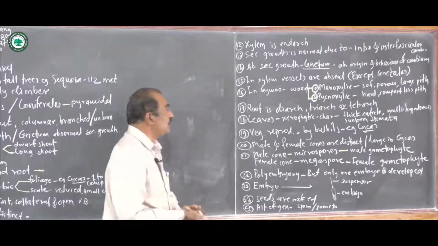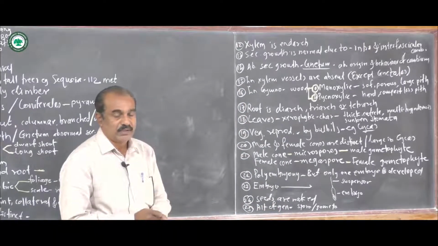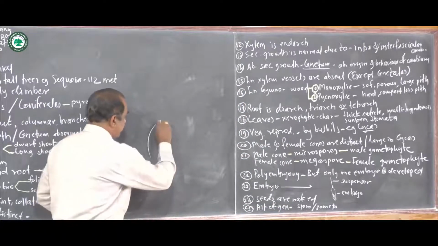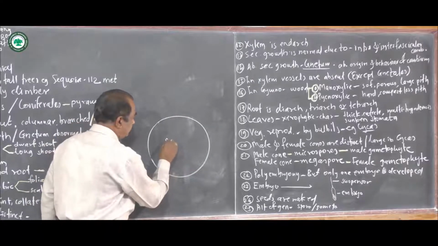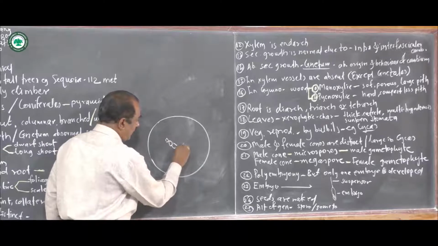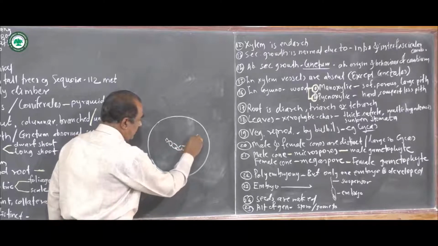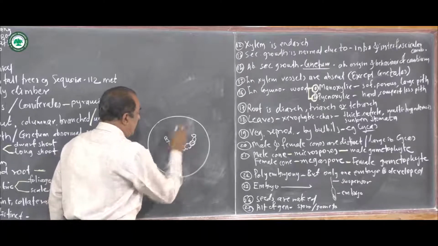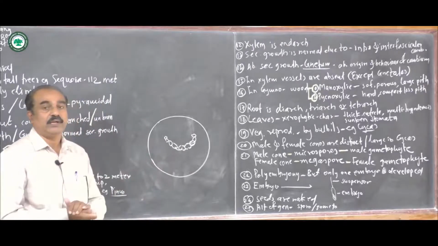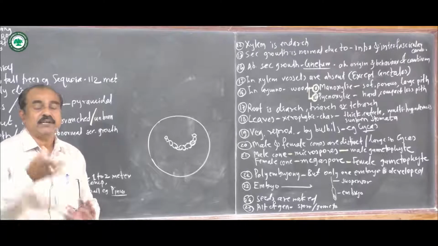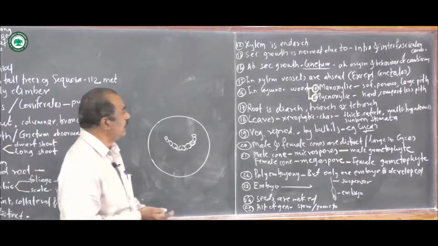Now next character, root is diarch, triarch or tetrarch. That means like this. If this is the TS of the root, now these are the two different arches. So such a type of root is called a diarch type of root. Sometimes triarch and tetrarch are also there.